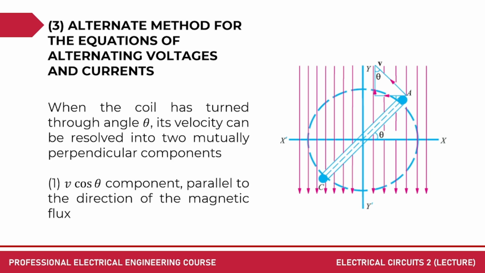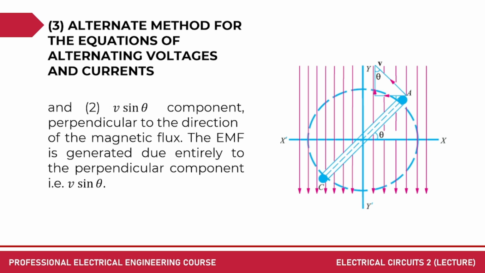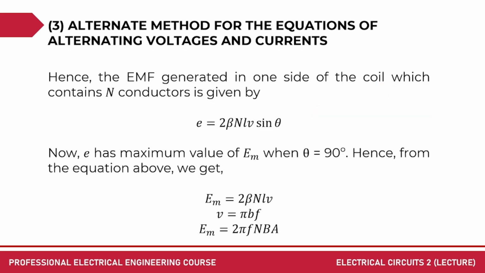When the coil is turned through angle theta, its velocity can be resolved into mutually perpendicular components. Number one, the v cosine theta component parallel to the direction of the magnetic flux, and the v sine theta component perpendicular to the direction of the magnetic flux. The EMF is generated due entirely to the perpendicular component, v sine theta. Hence, the EMF generated in one side of the coil, which contains N conductors, is e = 2 beta N L v sine theta.